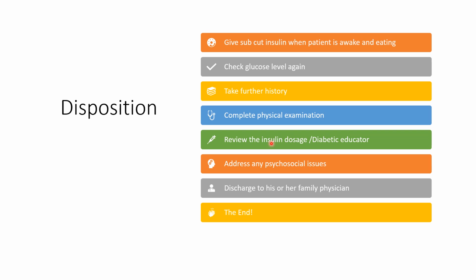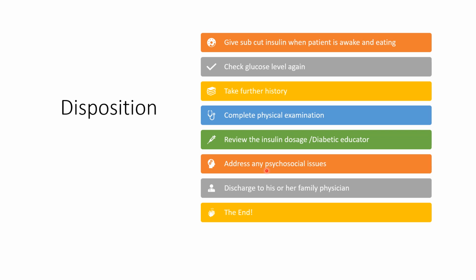We want to know the type of insulin they are taking, the dosage, and then we'll involve the diabetic educator in big centers that have that. So they will come in. Of course, they will help also, but we need to document our own findings, and that will help their own or corroborate it. Then we will address any psychosocial issues.